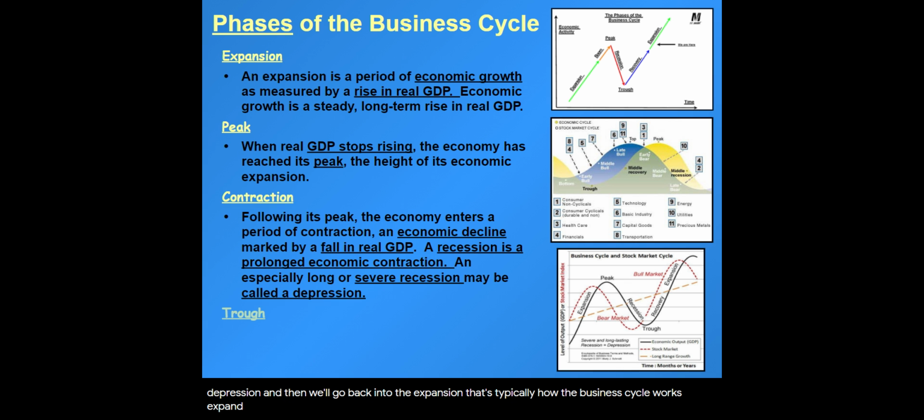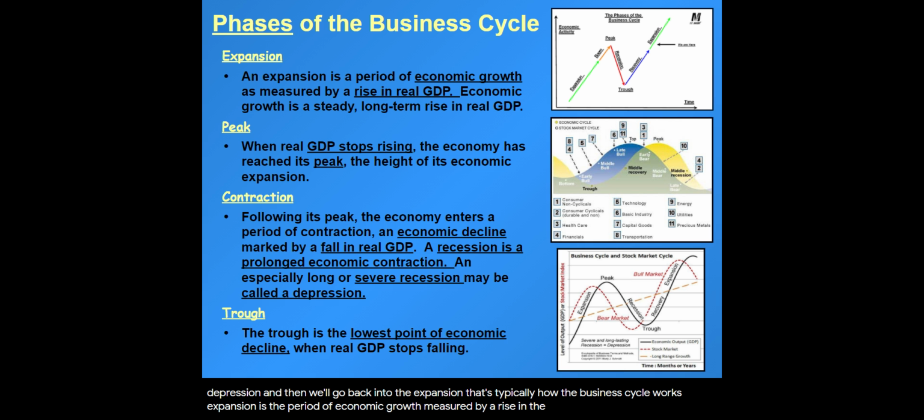So the expansion is the period of economic growth measured by a rise in the GDP. So the real GDP is going up. And then we have the peak, which of course is the top. That's when the GDP stops rising. It has reached its peak. It's at the height of the economic expansion. And then we start to contract again.